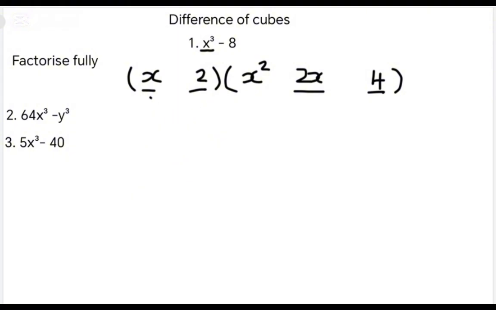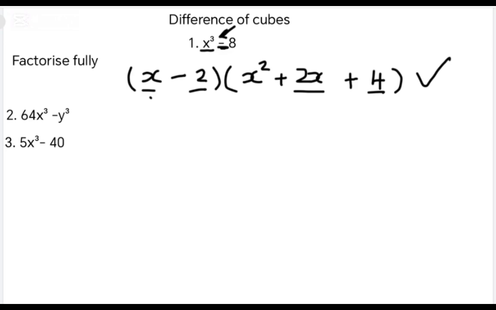For the signs, we always use the SOAP method, whereby we have the same sign first, which is the negative, then the opposite of the one that is here, which is going to be positive, and this last one is going to be always positive. And we are done factorizing that one.